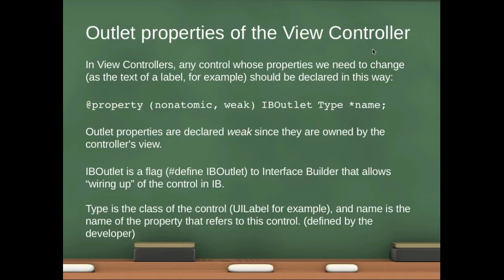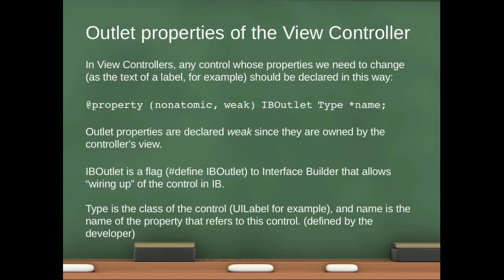So as I said, we're talking about outlet properties of the view controller. In a view controller, any control whose properties we need to change, like the text of a label or the text on a button or maybe the background color of the view itself, any control that we want to change the look and feel of at all in our code should be declared as a property, non-atomic, and weak. Non-atomic in this context means that we're running on the main thread. We're not worried about thread blocking at all here.